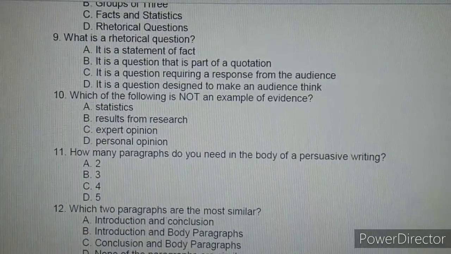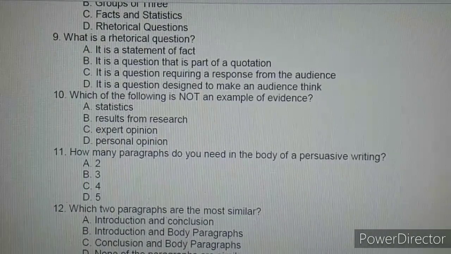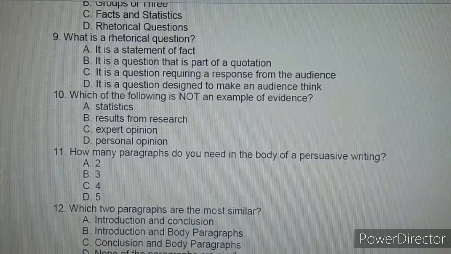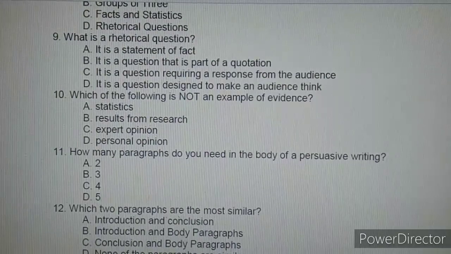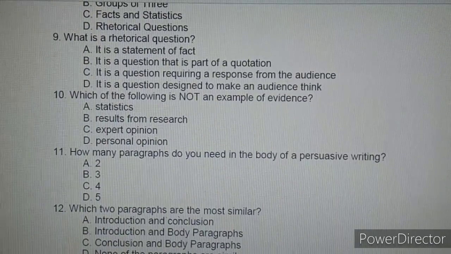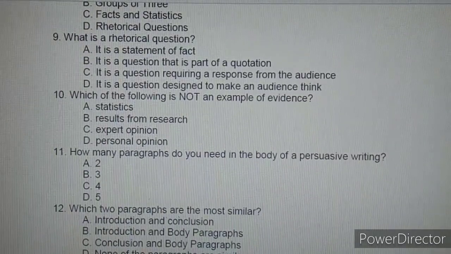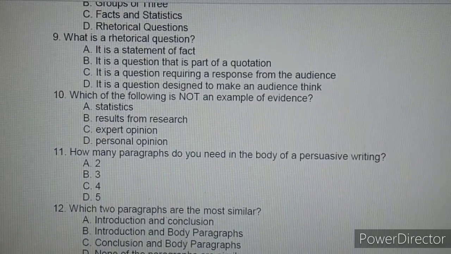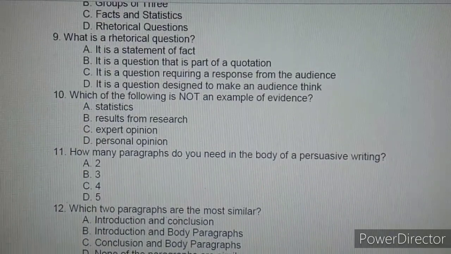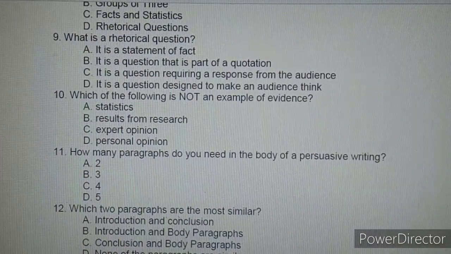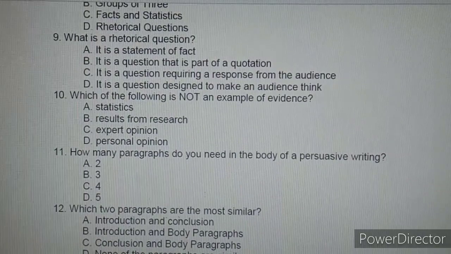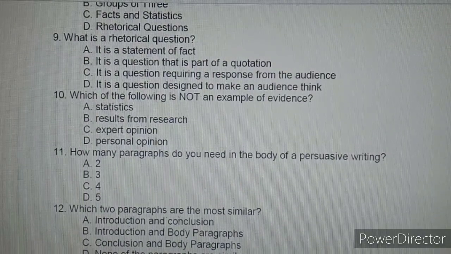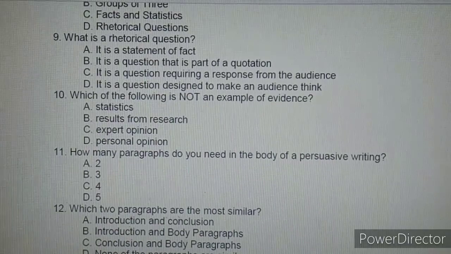Now let's continue with the question from number 12. Which 2 paragraphs are the most similar? A, introduction and conclusion, B, introduction and body paragraphs, C, conclusion and body paragraphs, or D, none of the paragraphs are similar? So what do you think is the correct answer for number 12? The correct answer for number 12 is letter A. Is your answer correct? Very good.